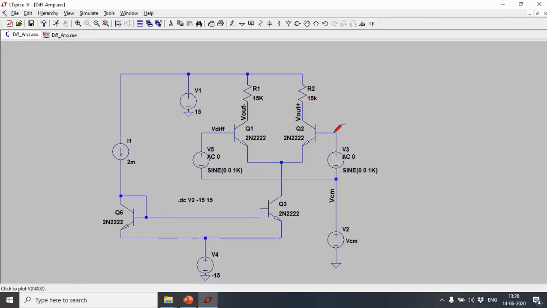This base emitter has to be forward biased, so you require some voltage across VE for this to be switched on, right? So this is in saturation. Around 0.2 volt will be dropped across this transistor, and here another 0.7 volt. So around 1 volt, you can say. So it is minus 15.